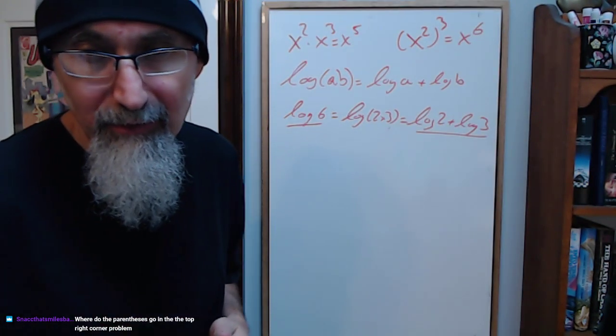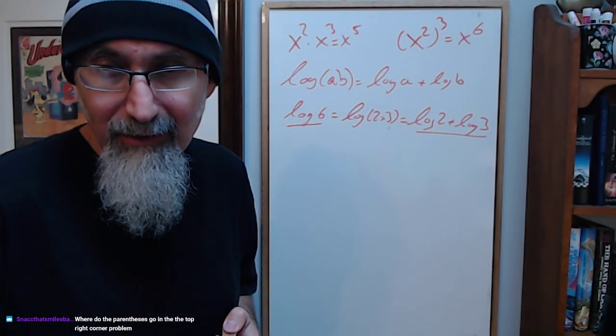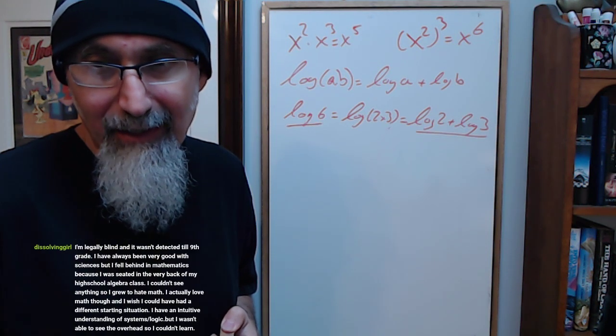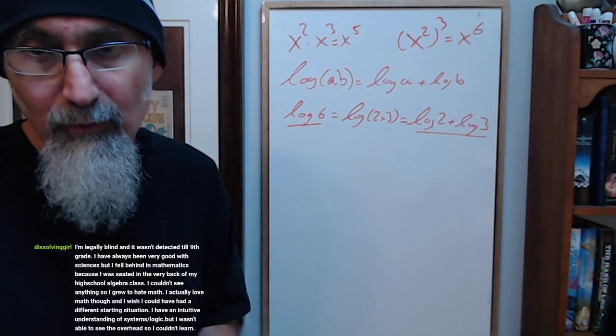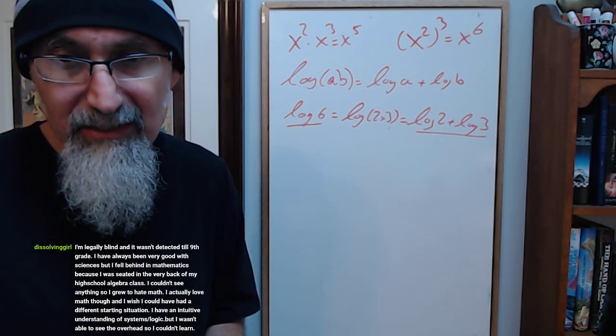Their work ethic is not there, and they don't do the work, and they don't do well. So we can get infinite log 1 out of any log n. Yeah, log 1 is 0.